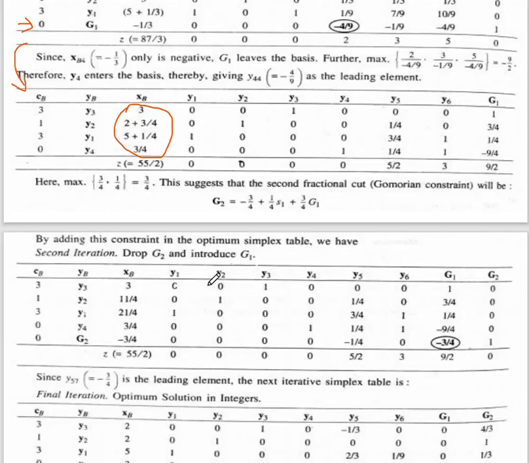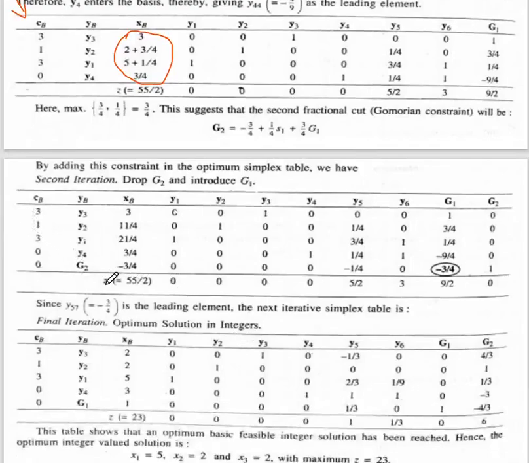For that we will find out the fractional parts, that is 3 by 4 and 1 by 4. Here the maximum is 3 by 4, so we consider 3 by 4 as the maximal fractional part. So G2 is defined as minus 3 by 4 plus 1 by 4 S1 plus 3 by 4 G1. We can directly introduce this G2, adding G2 in this table with all the remaining elements as they are. In this way we can write the table.